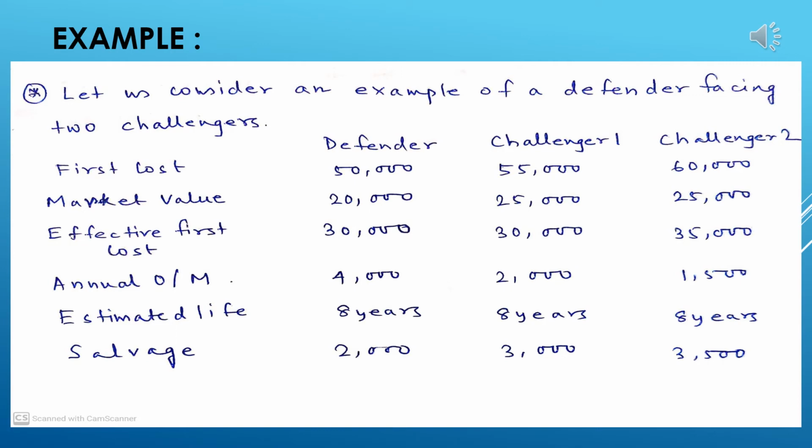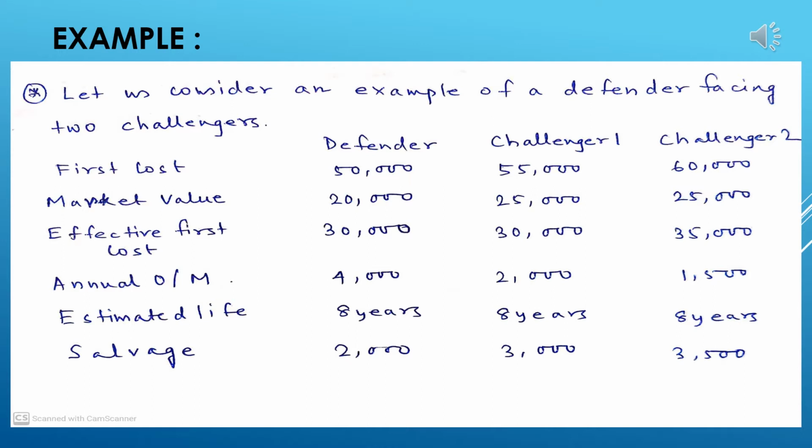Let us take into consideration a few examples or mathematical problems from the topic replacement analysis. Here, in this particular sum, we are talking about two different options available to an organization in the form of Challenger 1 and Challenger 2, that is the two machines which the organization is considering to replace the initial machine, which is called the Defender.